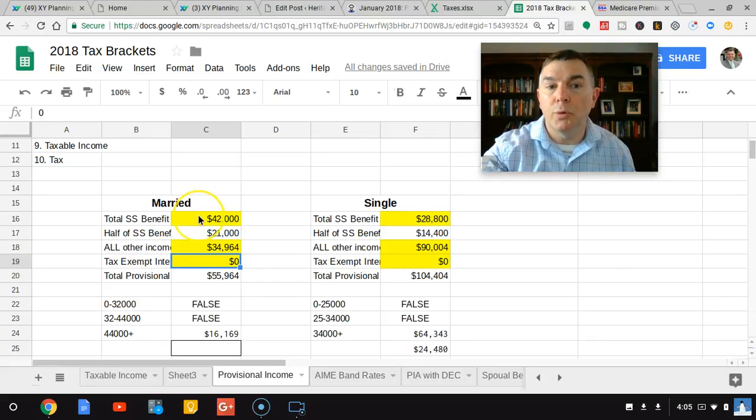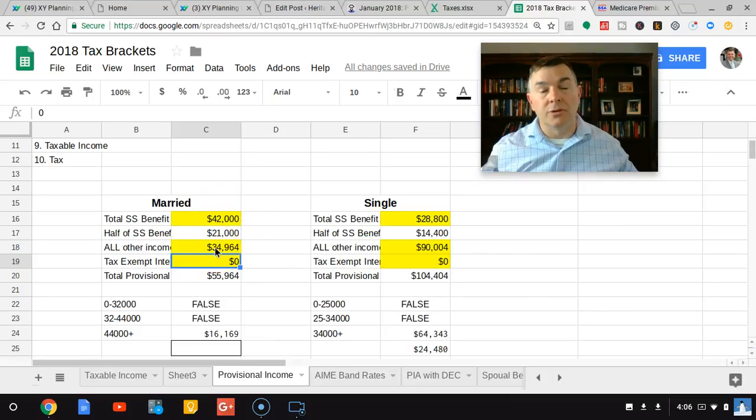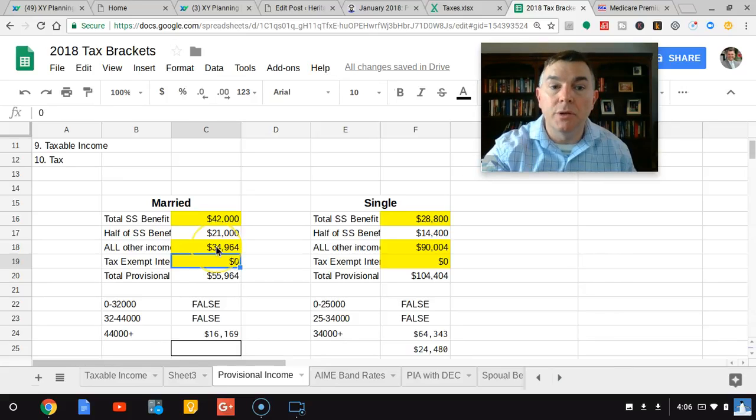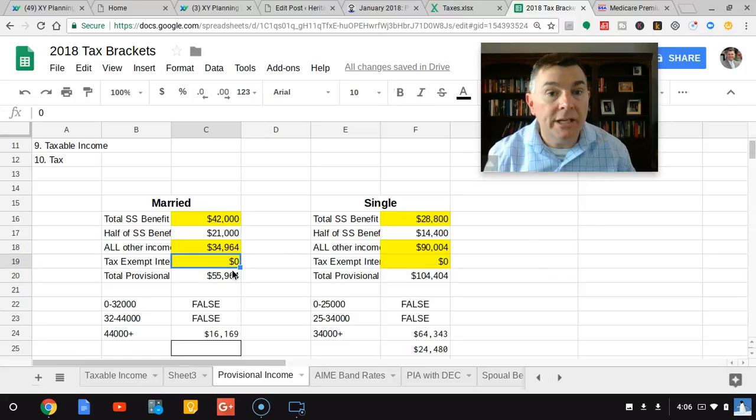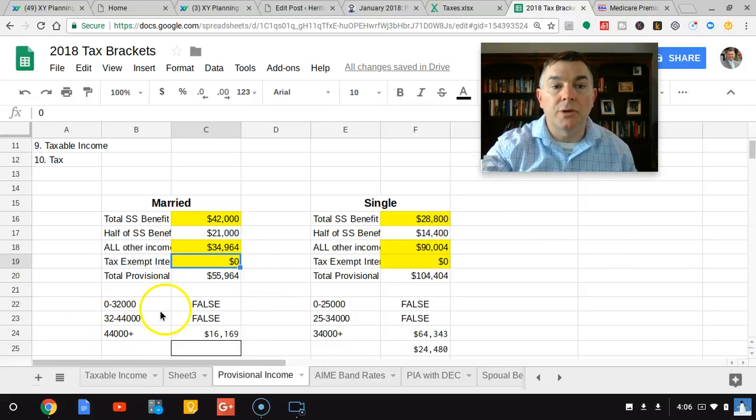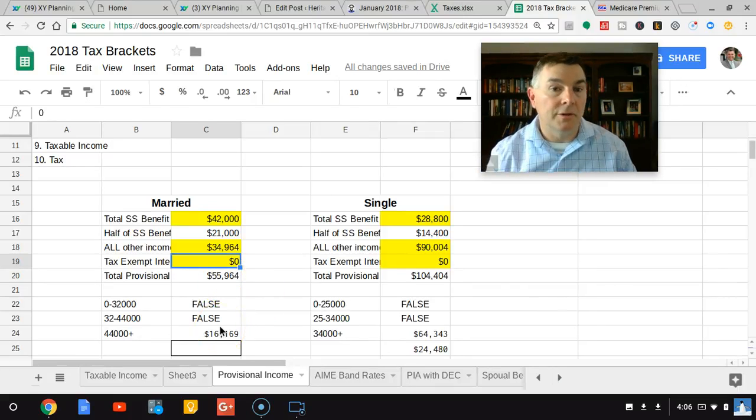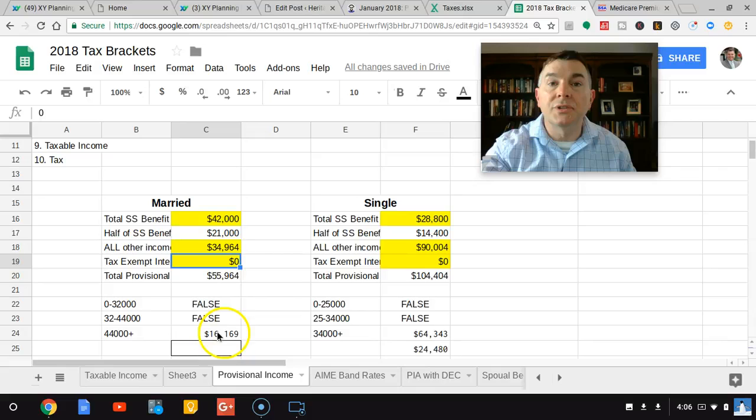So $42,000 between them. We take half that amount. We add that to their other income. In this case, their only other income is the required distributions on Jane's IRA. And we take these two numbers, and this gives us provisional income of $55,964. So we use the Social Security tax tables, which means of that $42,000 of Social Security, based on a provisional income of $55,964, $16,000 of their Social Security will be subject to income taxation. All right, so $16,000 will be subject to income taxation.